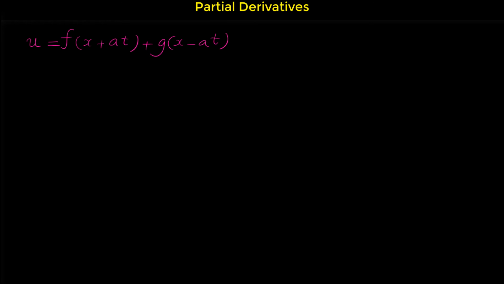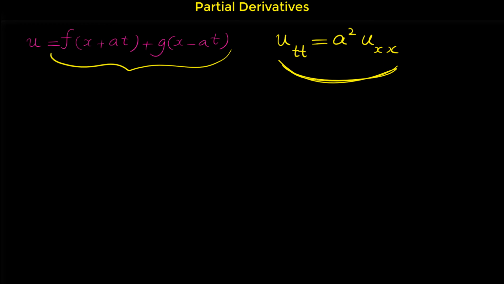Let me remind you the wave equation. U sub tt, the second partial derivative of u with respect to t, equals a squared u sub xx. So we want to prove that this function is a solution for the wave equation.